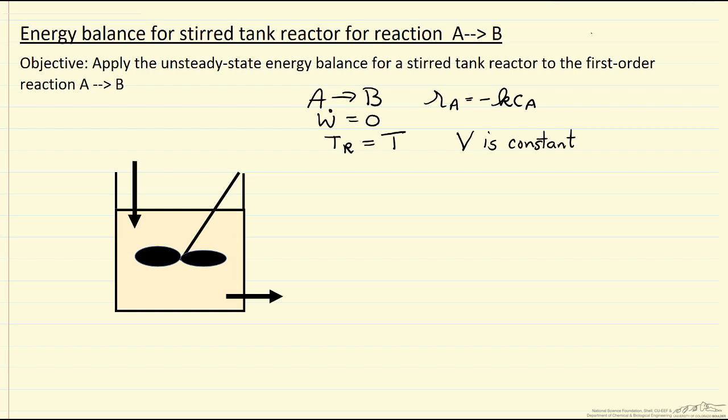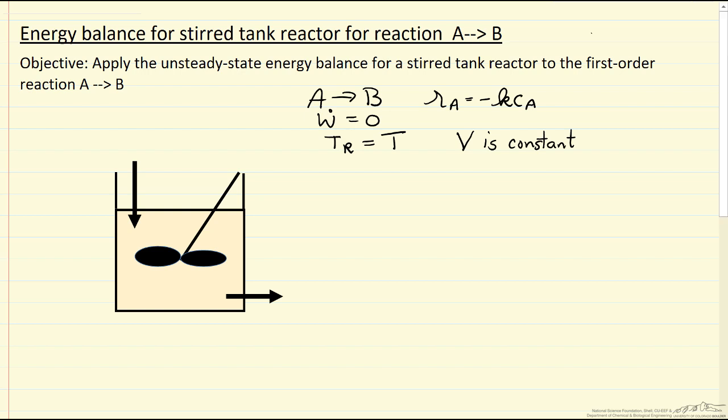Here we're going to write the energy balance for a stirred tank reactor. So, general unsteady state stirred tanks, such as, for example, startup of a CSTR, for a simple reaction, A goes to B. We'll assume the work term is not important, and we're going to make our reference temperature the reactor temperature.